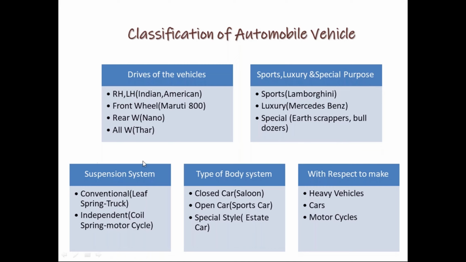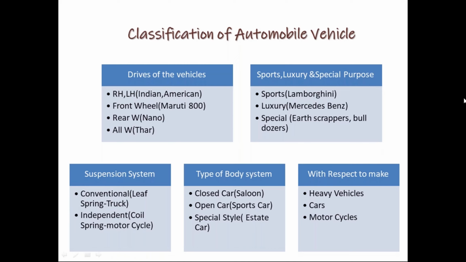Then with respect to the type of suspension system, we have either individual or combined suspension systems, but based on that we have the conventional type and the independent type. Conventional most probably uses leaf springs, and independent uses coil-type springs. So based on this, we may have a type of classification.